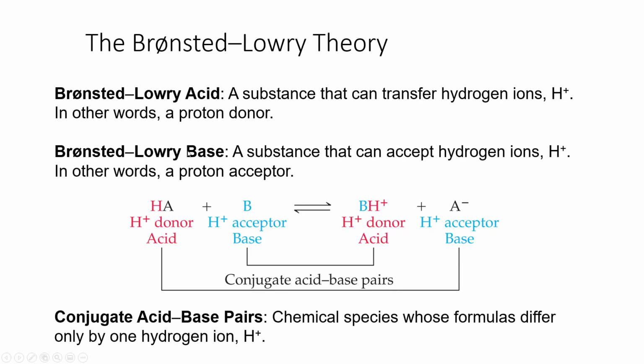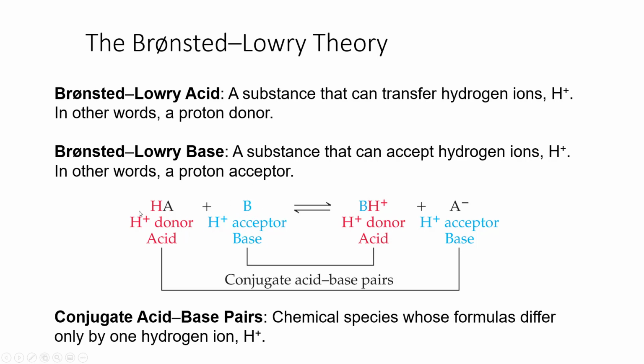The second definition is the Bronsted-Lowry definition. A Bronsted-Lowry acid is a substance that can transfer hydrogen ions, or H+. In other words, it's a proton donor. A Bronsted-Lowry base is a substance that can accept hydrogen ions, or H+. In other words, it's a proton acceptor. In this reaction, we can tell this is the acid because it has this hydrogen, so it can be a hydrogen donor or proton donor. Our other species is our base, which is our hydrogen acceptor.